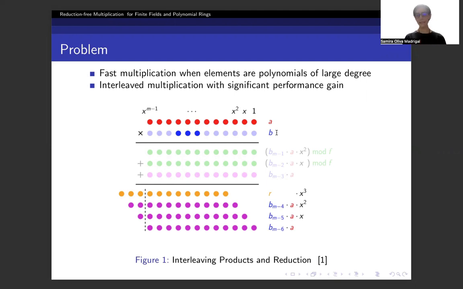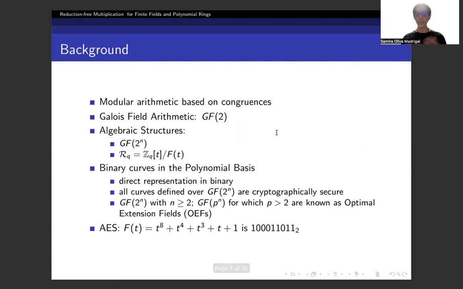And doing this for fast multi-digit multipliers, such as Schönhage, Strassen, or Fiore, is in general difficult. Now, as I mentioned, the main algebraic structures that we work with are finite fields of the form GF(2^n) and polynomial rings. And finite fields of the form GF(2^n) in particular for practicality, security, and efficiency reasons.